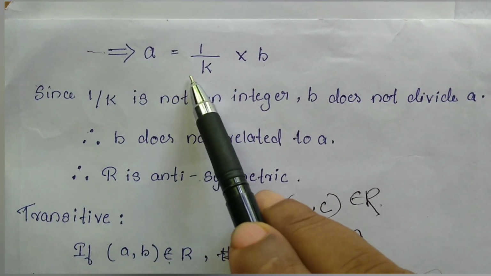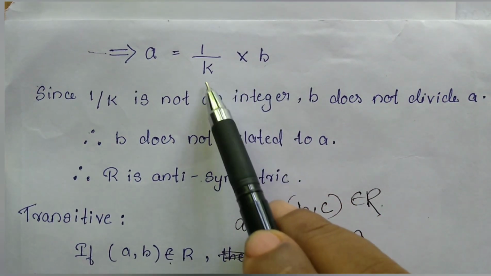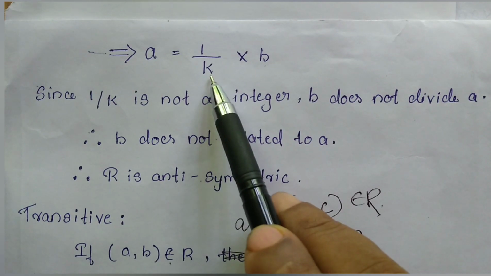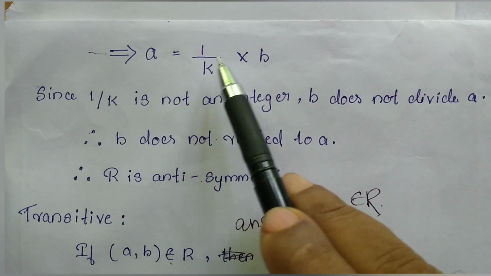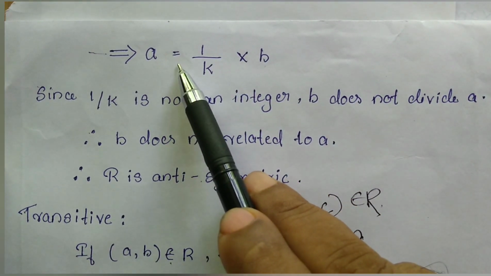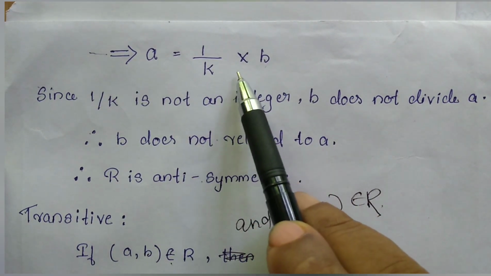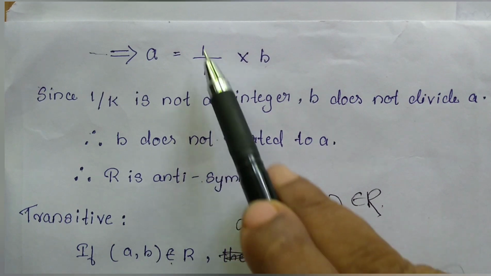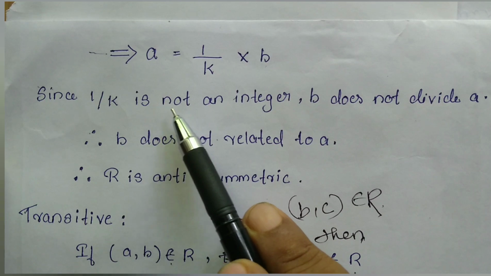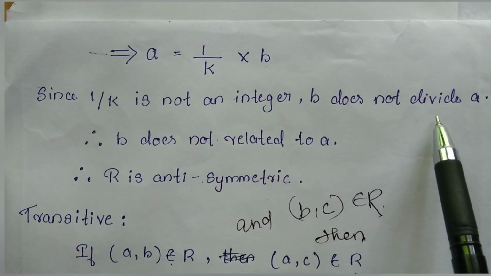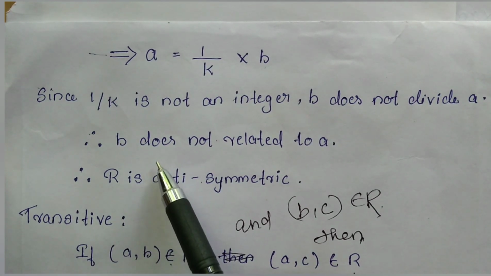That implies A is equal to 1 by K into B. But what is 1 by K? Since K is an integer, 1 by K is not an integer. Therefore, A is not a multiple of B. If A is a multiple of B, this 1 by K should be an integer. Since 1 by K is not an integer, B does not divide A. Therefore, B is not related to A.